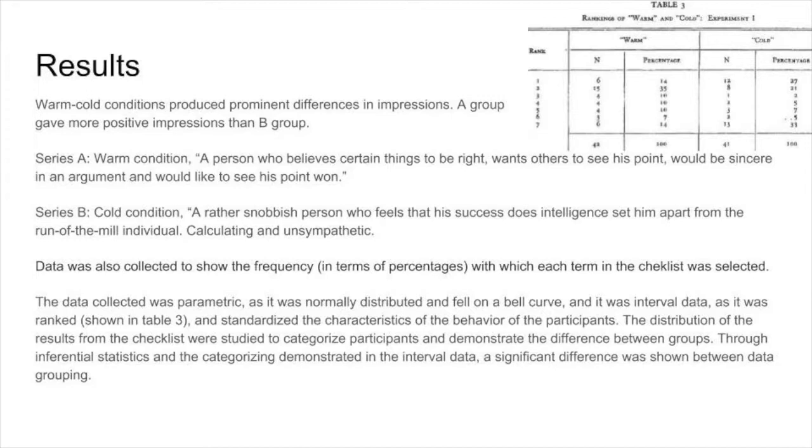The distribution of the results from the checklist was studied to categorize the participants and demonstrate the difference between the groups. Then, through inferential statistics and the categorizing demonstrated in the interval data, a significant difference was shown between the data groupings. So this difference was clear, and it was demonstrated how the results differed based on each group through the use of statistics and the specific data that was collected.